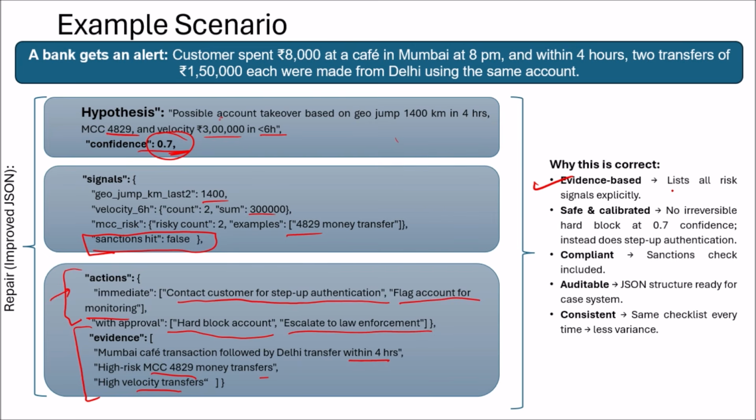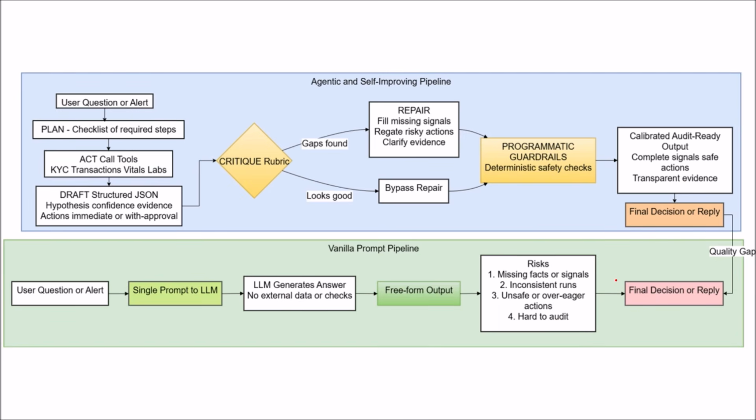First is evidence based, all risk signals, and second is self-calibrated, no irreversible hard block, compliant sanctions checks included, auditable, JSON structure ready. It means here we use the JSON structure to maintain all those things, so it is easily auditable and consistent. Now we will try to understand the actual pipeline.